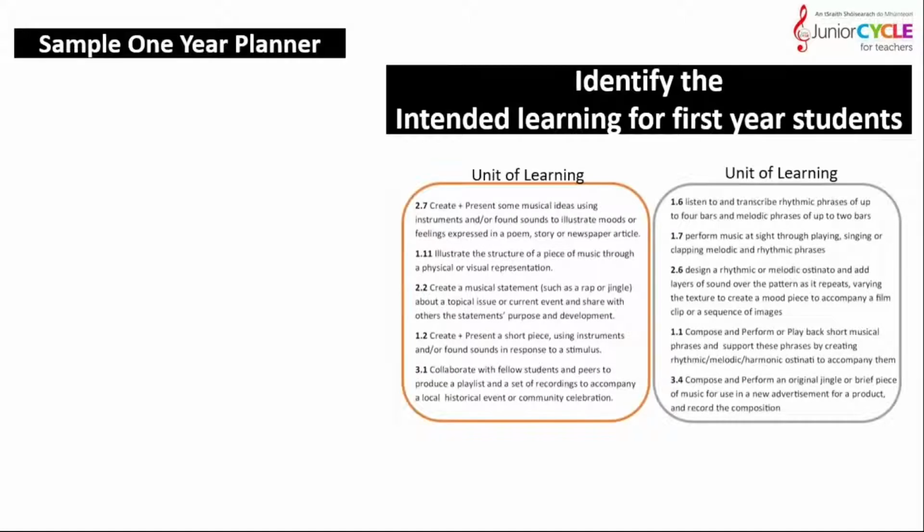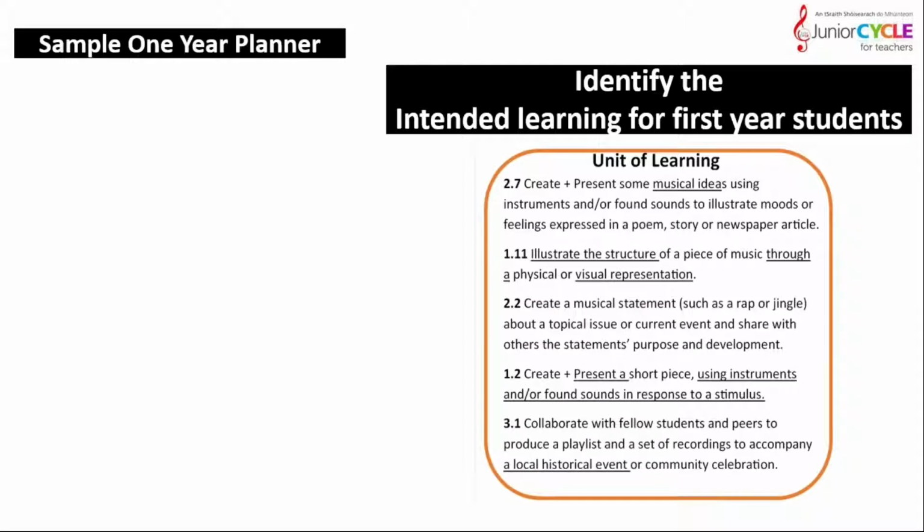Now that you have linked the learning across the 3 strands, you will need to identify the intended learning for first years. Take a moment to consider the learning outcomes taken from our graphic organisers. Looking at learning outcomes 2.7, 1.11, 2.2, 1.2 and 3.1. Let's consider what the intended learning might be for first years. The underlined words could be the suggested intended learning.